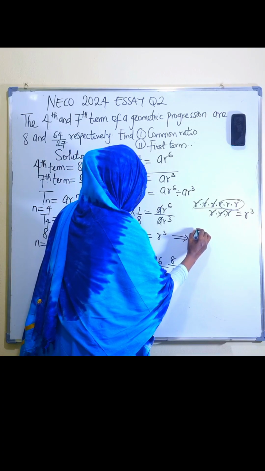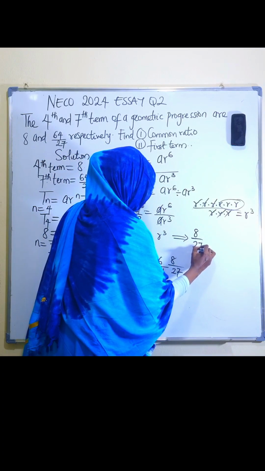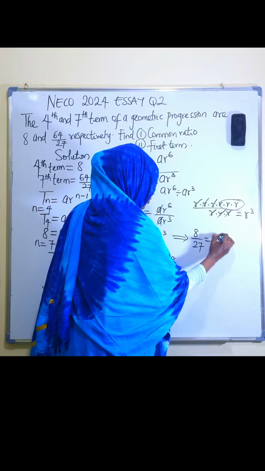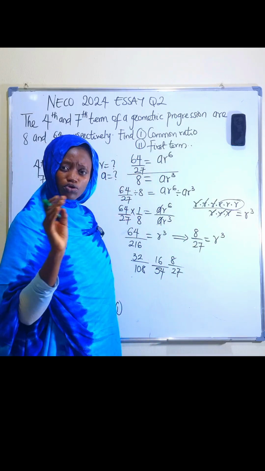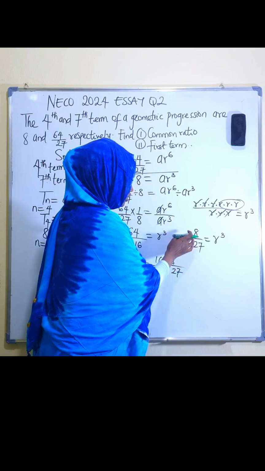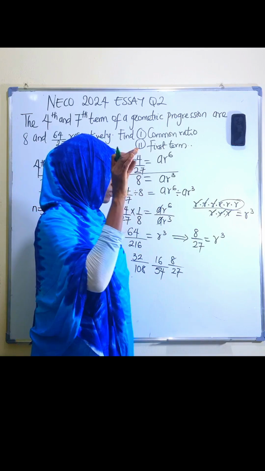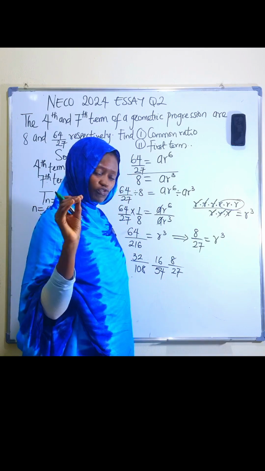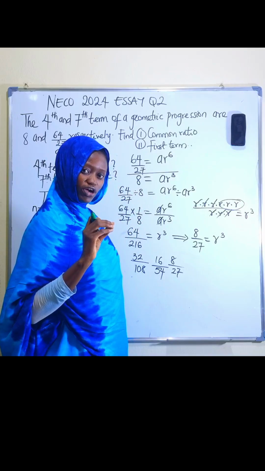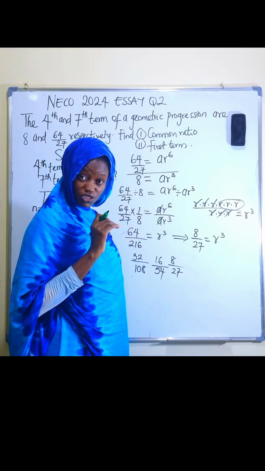This now becomes 8 over 27 is equal to r to the power of 3. So now, all we are going to do is make 8 over 27 have a power of 3 so that there's a way we can solve it and then get the value of r. Okay, so let's make the powers equal.